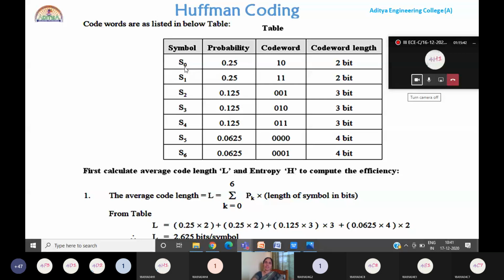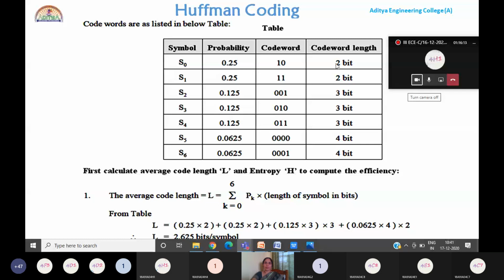For example, if you are given S1 to S7, then you will write it as k is equal to 1 to 7. Here it is given as 0 to 6, S0 to S6 or M0 to M6, so you put summation k is equal to 0 to 6. If S1 to S7 is given, you put 1 to 7 for the summation. So summation k is equal to 0 to 6. Here k is a variable. P suffix k, that is the probability, multiplied by the corresponding length.